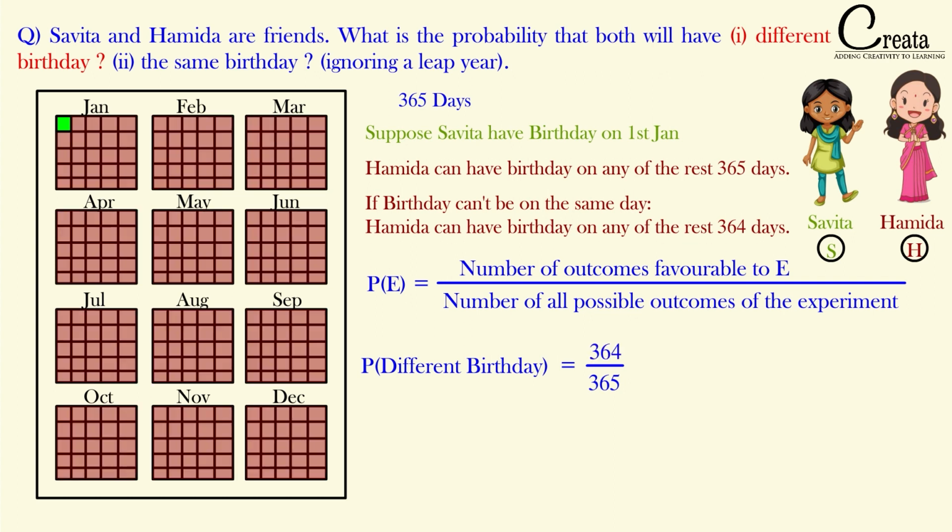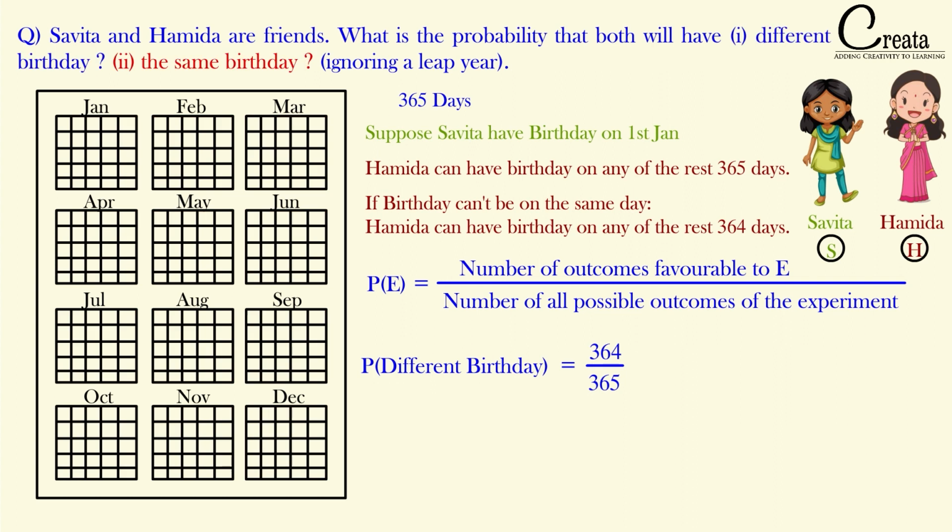In the question, we have to find the probability that both will have different birthdays. The different birthday cases are 364 days. In the denominator, the total is 365 days, that is all the possible cases. In the numerator, the favorable outcomes in which they can have different birthdays are 364. Got it? So our answer for the first case will be 364 upon 365.